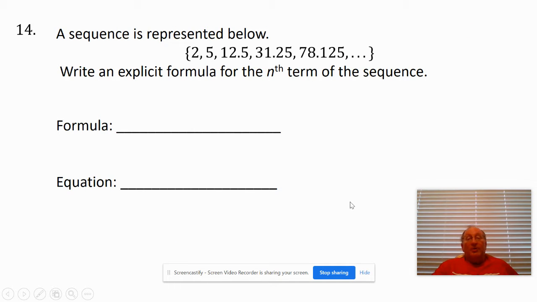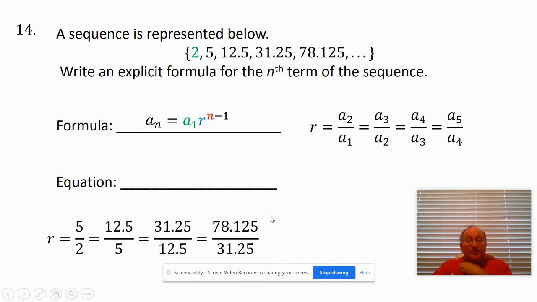So let's write a formula for something like that. Here we have 2, 5, 12. So your formula is always a sub n is equal to the first term times your rate to the n minus 1. And the reason it's n minus 1 is because your first term's already right there. Well, the first term here is a 2. And the way we find the rate is we take each term and divide it by the previous term. So I'm going to take a2, which is 5, divided by 2.